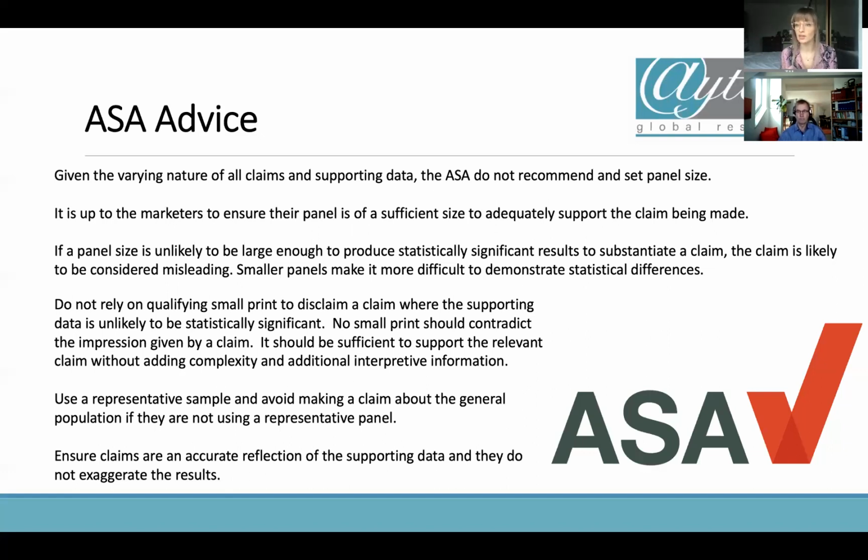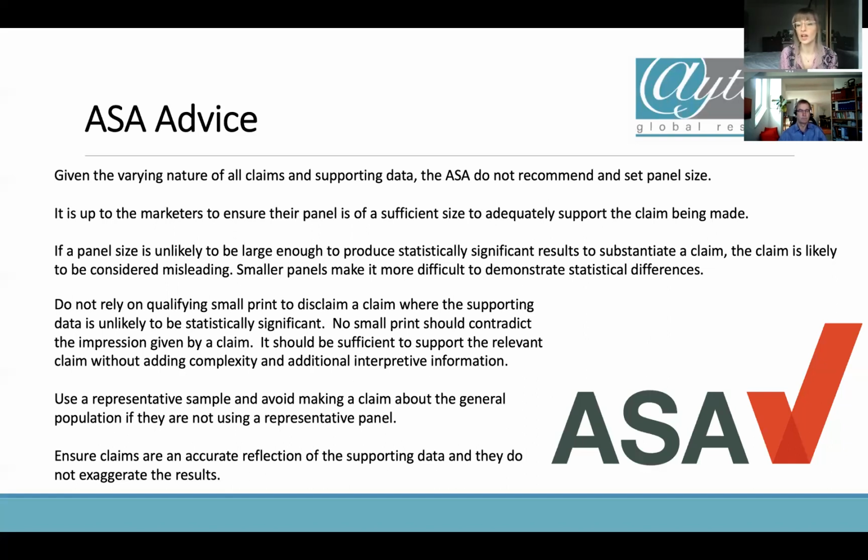But what the ASA have done is put out some really good pointers. I would hasten to add, even if you're not based in the UK, the ASA are very good at putting out information that's very applicable to lots of different countries, particularly in Europe. So this advice will really carry through to a lot of different countries as well.